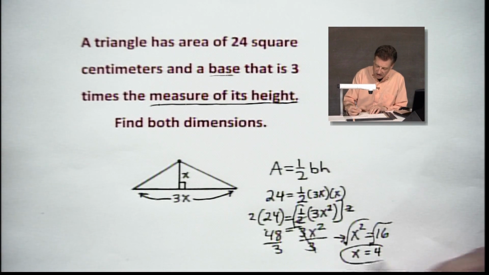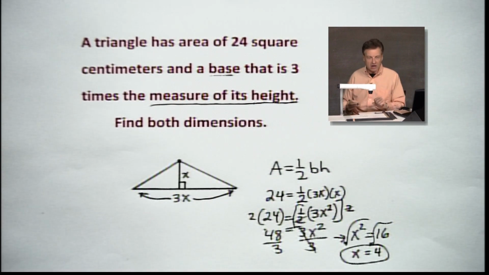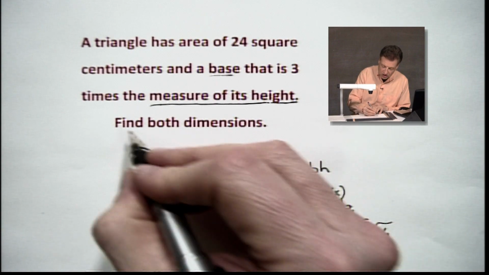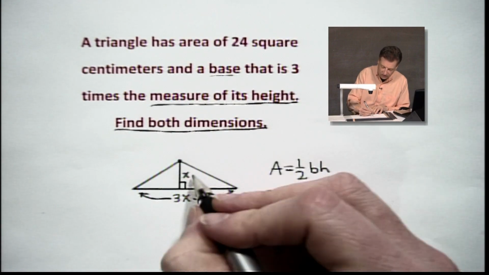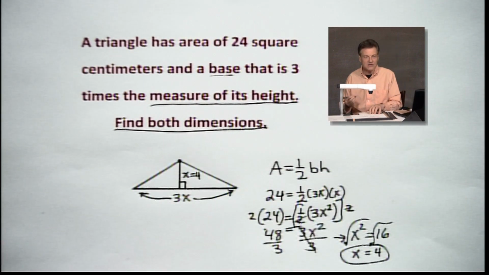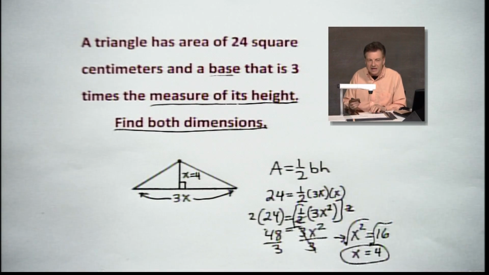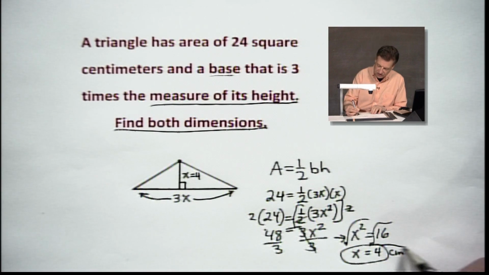And so some of you are saying, oh, good, we're at the answer. Well, we are. We are somewhat, because we're looking for both dimensions. We found x is 4. In this case, it looks like it's centimeters, all right? So it's 4 centimeters right there. I can't put the cm in there. It's a little packed in. We'll put it down here. How about that? So it is 4 centimeters.